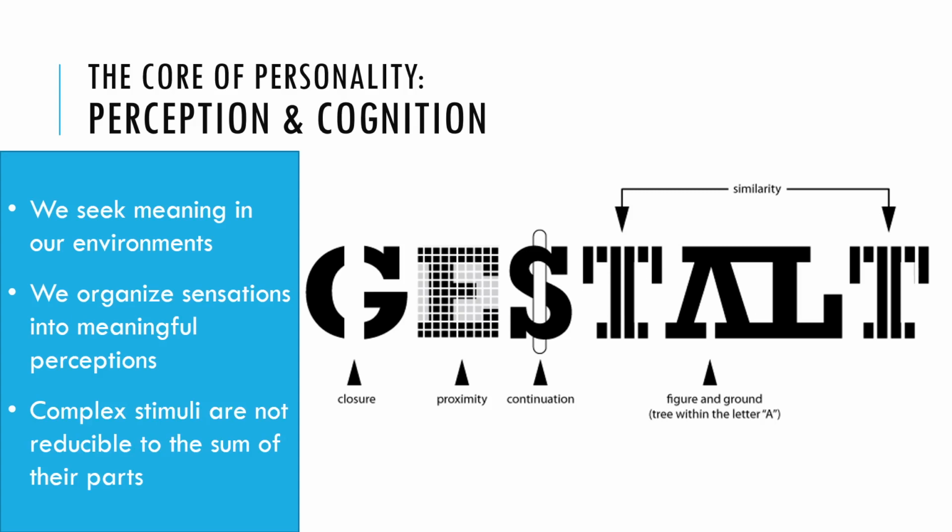Gestalt psychologists argued that you can't take a complex stimulus and reduce it down to the sum of its parts and say, oh, it's still the same basic thing. Let's just use the G in the word Gestalt. If you broke that into that curve on the left, the white column in the middle, and those two black shapes on the right, and treated them like separate, independent elements, they would mean nothing.